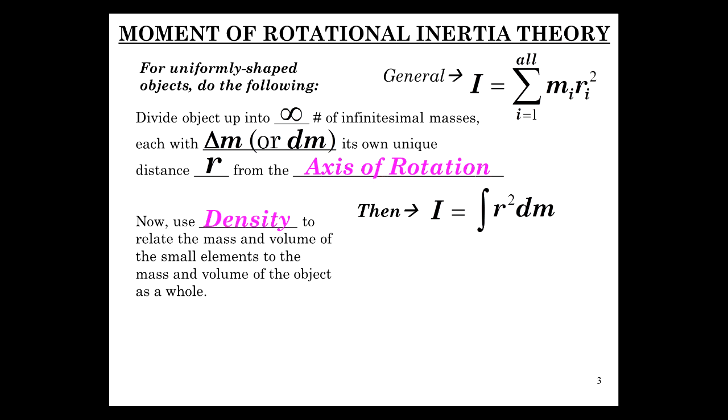Now use the density to relate the mass and volume of each of these little dm's, every little element, to the mass and volume of the object as a whole. So density is rho.